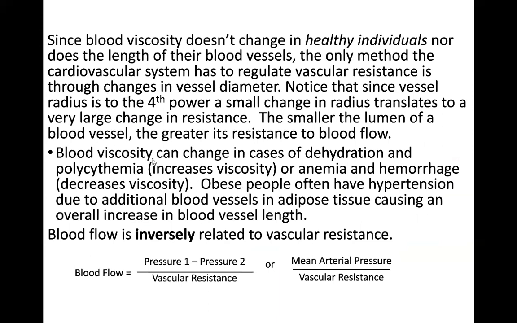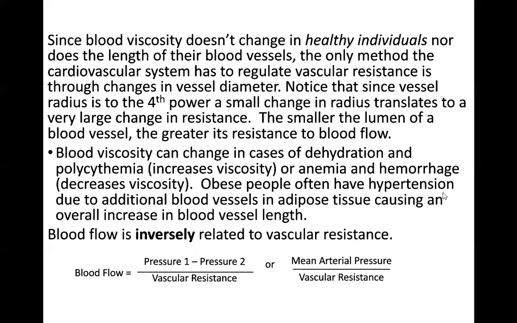Now, blood viscosity can change. Like if you're dehydrated and there's less water in your blood, your blood becomes a little bit thicker. Or by polycythemia, like I talked about with blood doping, how you can inject more red blood cells in your body, that makes your blood a little thicker, increasing viscosity. Your blood's a little more like sludge pumping through your veins and arteries. Anemia, which remember is not necessarily low iron, but a lack of red blood cells, or hemorrhage when you are bleeding, those decrease viscosity. So that will affect resistance.